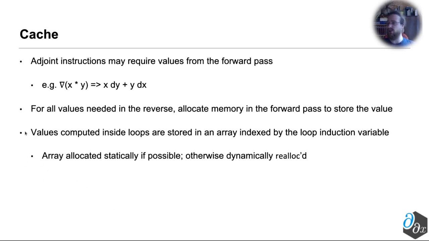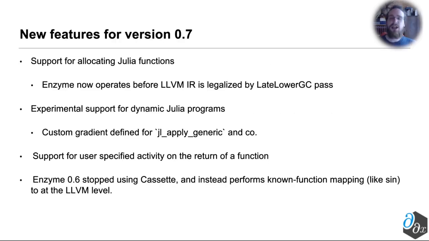Another thing that is solved through the cache is how to deal with dynamic control flow. Especially loops are tricky because we don't necessarily know how many iterations a loop will take. And so we will store, first of all, the number of iterations taken, but we will also store values that are computed if necessary.